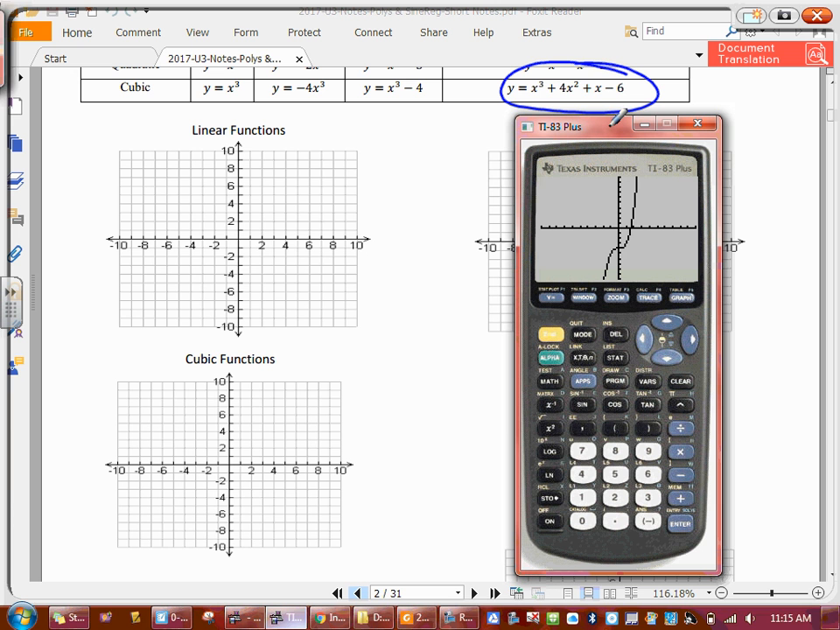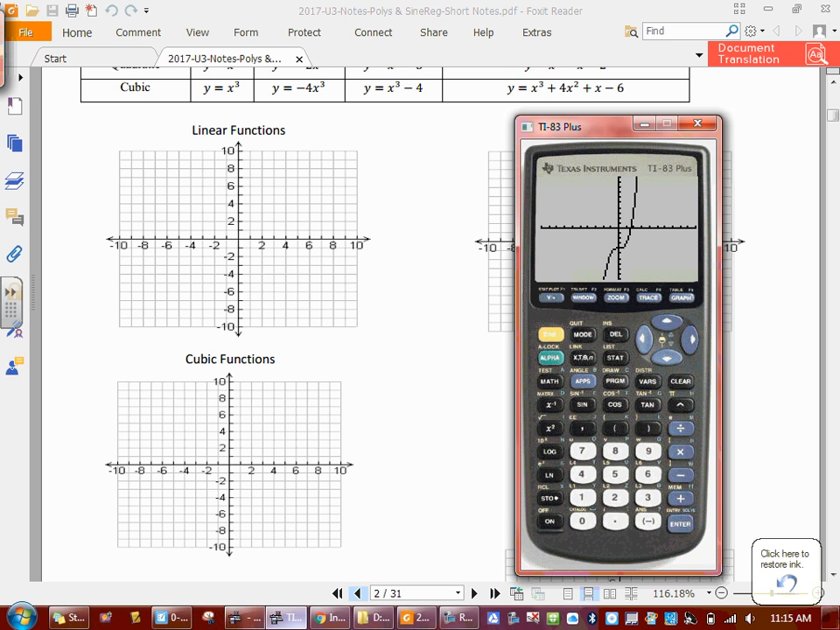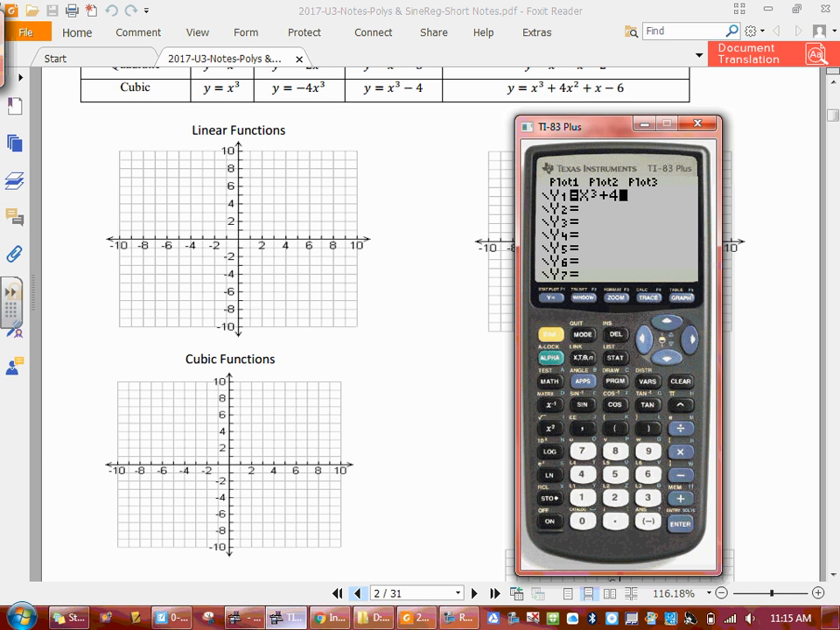So, in our calculator, in the y equals, we are now going to enter the equation. So, x cubed plus 4x squared plus x minus 6. So, what is the digit without the variable called? Constant. And he's always our y-intercept. So, where's our y-intercept on this one? Down at -6. Let's see our graph.